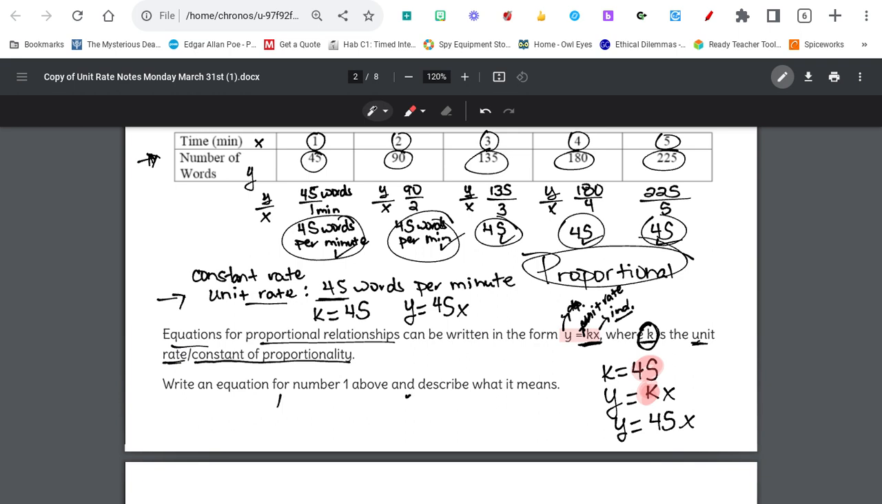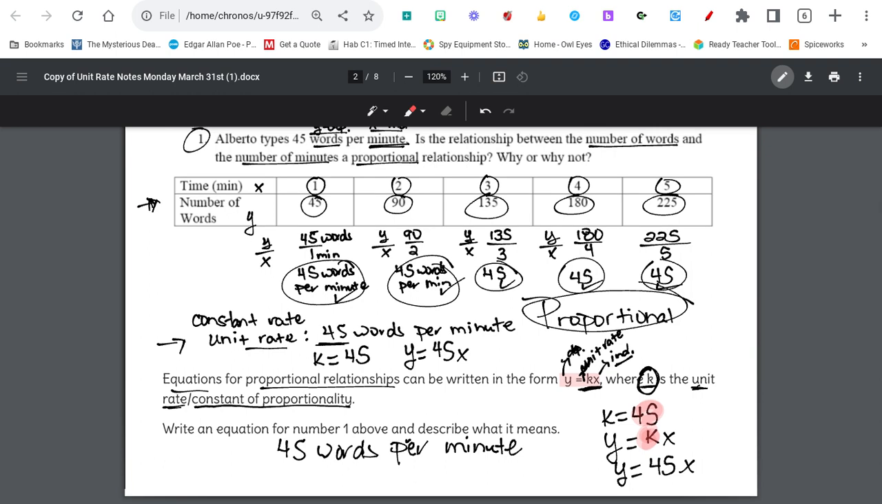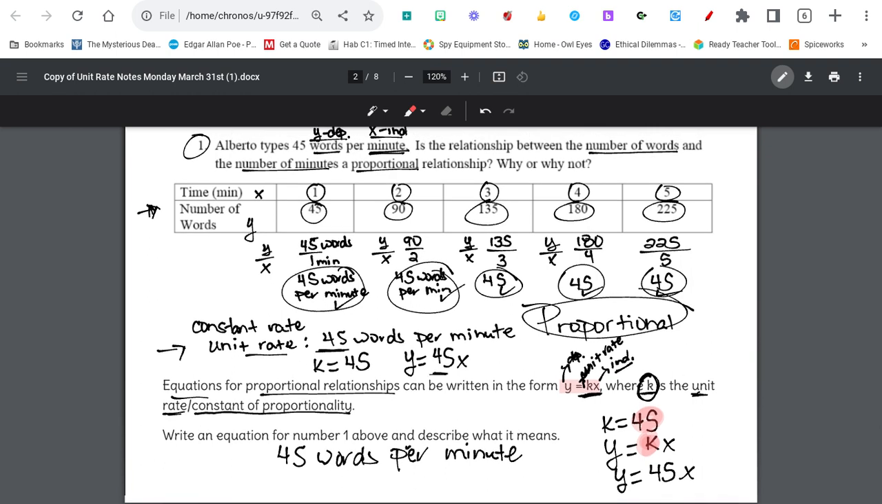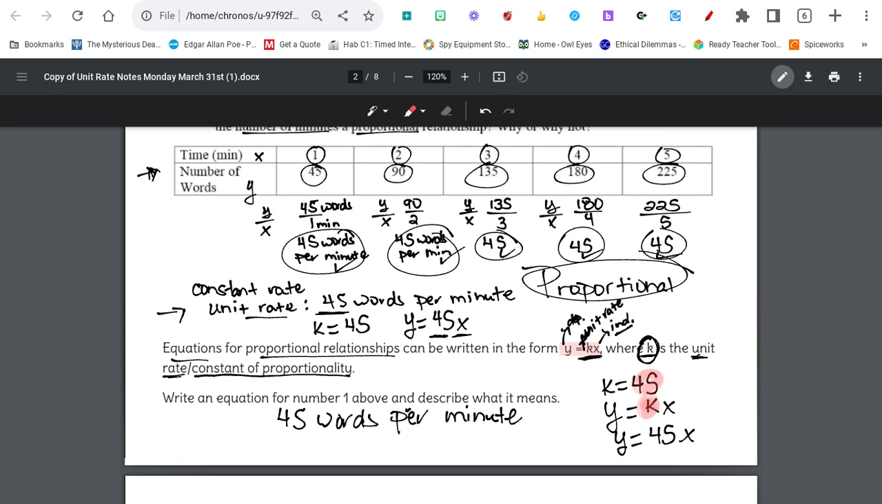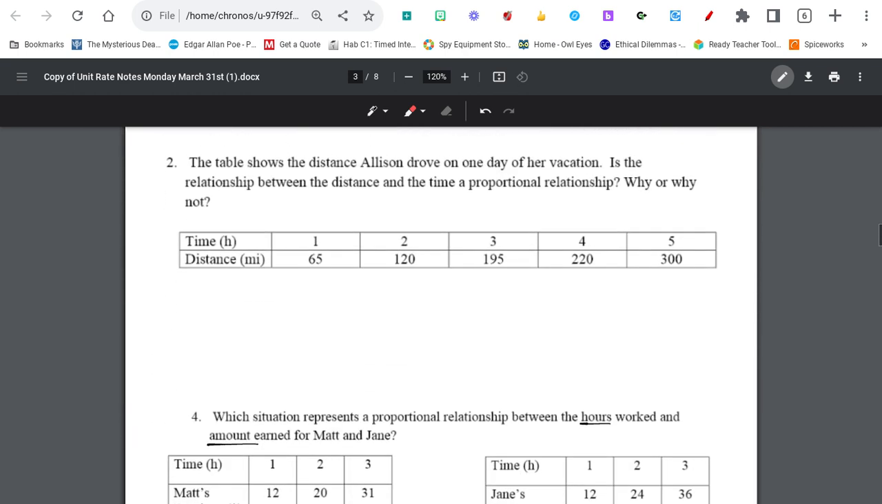And that 45 just means 45 words per minute. So you can find the equation to any proportional relationship by taking your unit rate and attaching it to your independent variable. Your dependent variable will always be on one side of the equal sign by itself. All right, let's take a look at number 2.